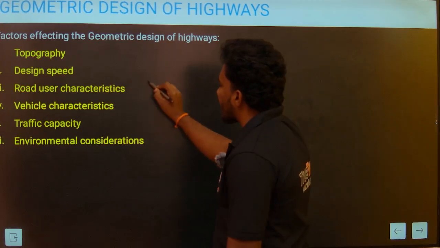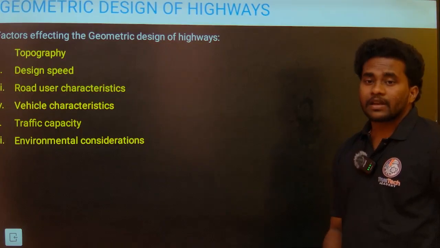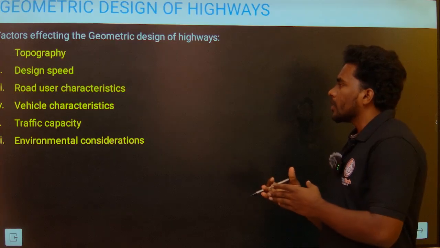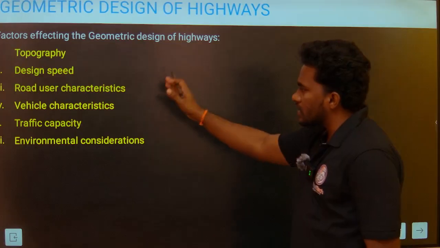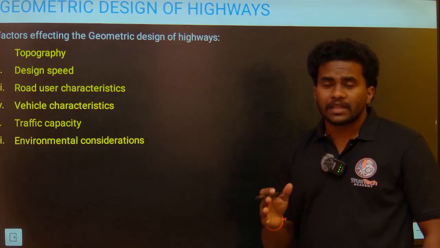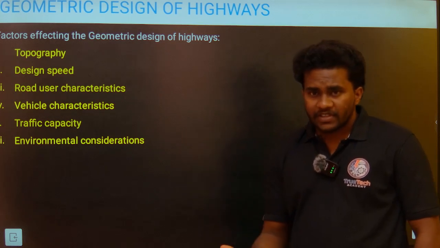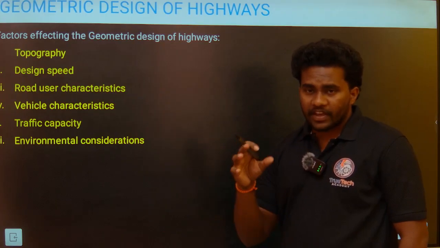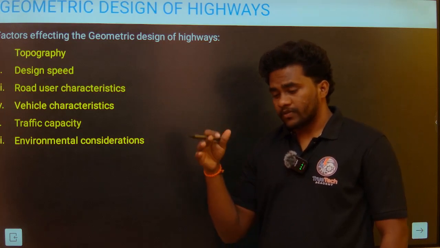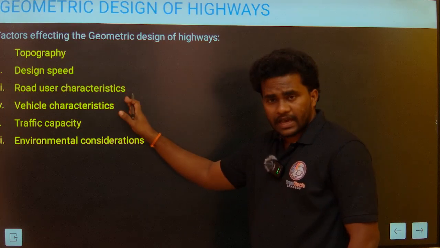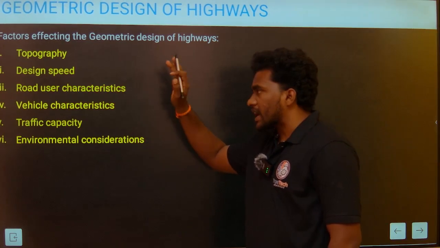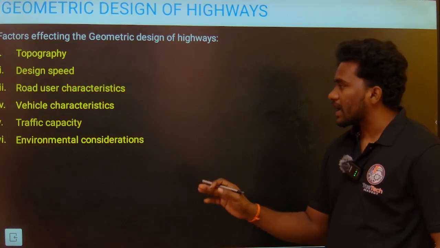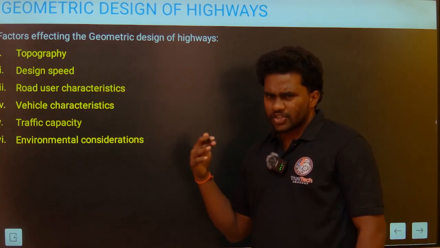other factors, road user characteristics. Road user characteristics is nothing but the height of the driver and visibility of the driver, and those are the road user characteristics. And vehicular characteristics, nothing but the brake efficiency and the friction between the tire and the road surface. These are coming under the vehicle characteristics. And another one is traffic capacity. This is the most important thing that we are considering in the geometric design.